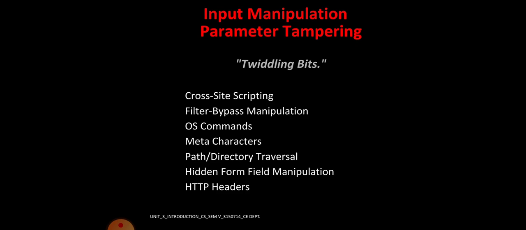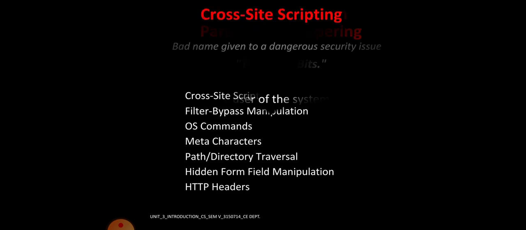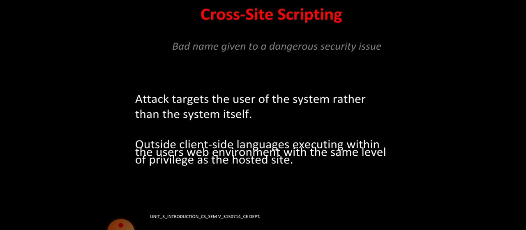Input manipulation and parameter tampering include tweaking bits, cross-site scripting, filter bypass manipulation, OS commands, meta characters, path and directory traversal, hidden form field manipulation, and HTTP headers. Cross-site scripting is a bad name given to a dangerous security issue. The attack targets the user of the system rather than the system itself.